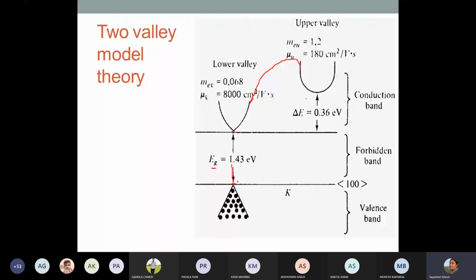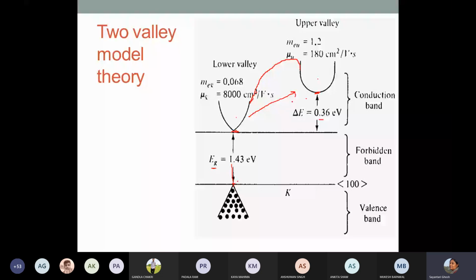How much higher? 0.36 electron volt higher than this bottom of the conduction band. So this is the minima which is exactly aligned to the top of the valence band, but this is another local minima at a certain higher energy than valley number 1. So you can consider two valleys sitting there: this is valley number 1 and this is valley number 2. If the electrons gain sufficiently higher energy, they can cross the forbidden gap, move to the lower valley, and even higher energy will make them transfer from this valley to that valley.